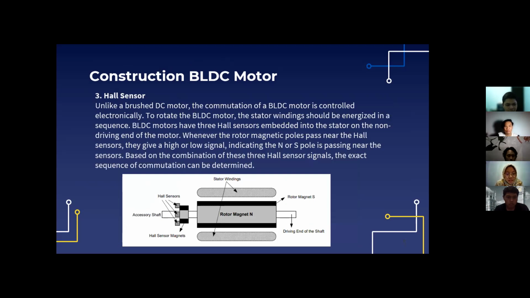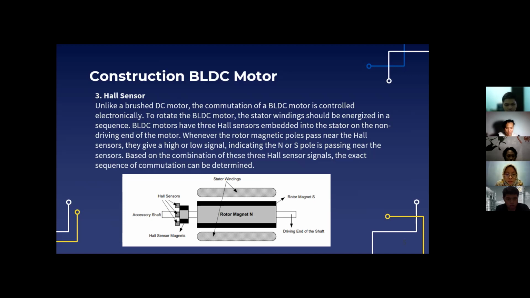The third is the Hall sensor. Unlike a brushed DC motor, the commutation of a BLDC motor is controlled electronically. To rotate the BLDC motor, the stator windings should be energized in a sequence. A BLDC motor has 3 Hall sensors embedded into the stator on the non-driving end of the motor.